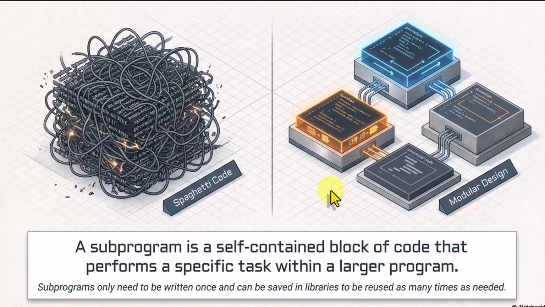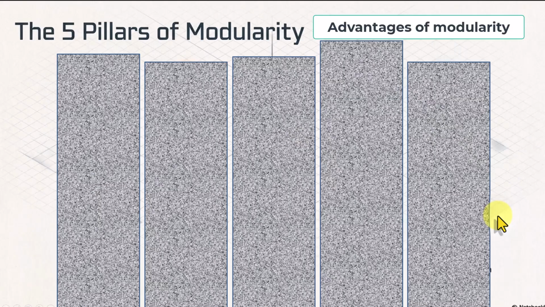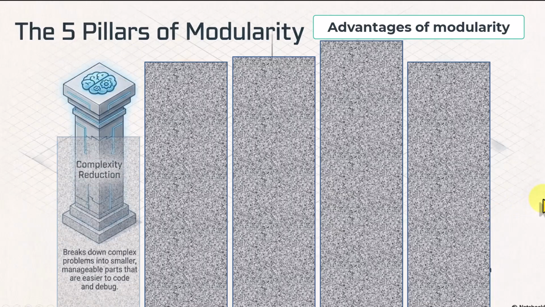We simply divide our program into parts and code for each part separately, okay? So subprograms only need to be written once and can be saved in libraries to be reused as many times as needed. So as you can see, this makes your life a little bit easier and your code more manageable. See, for modularity, we have 5 pillars, okay? We will discuss each one of them. The first one is complexity reduction.